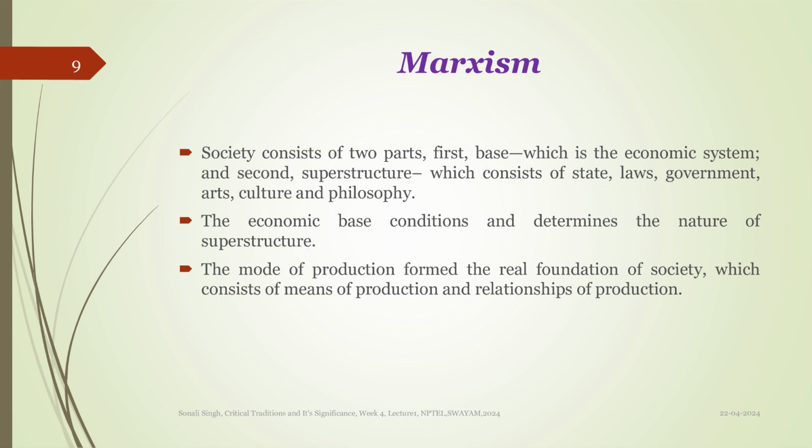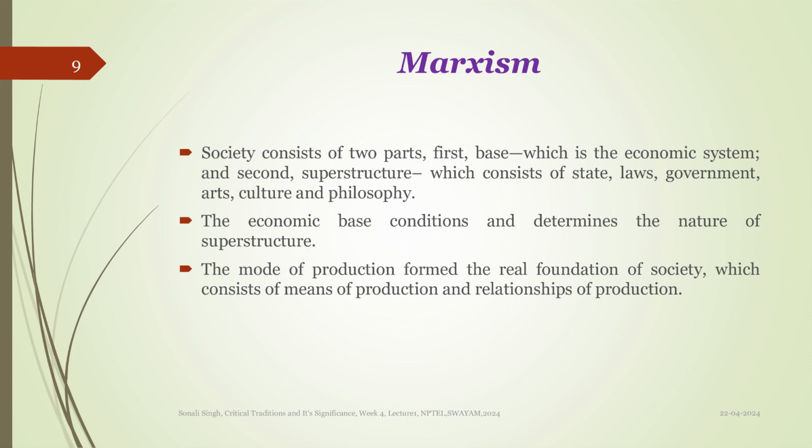Now, another very important analysis of society by Karl Marx was that he divided society into two parts. The first was the base or the foundation, which he considered as the economic system. Whatever the nature of the economic system, it will determine the superstructure which rises above the base, and that superstructure includes all other things besides the economic system. That includes state, laws, government, art, culture, philosophy, etc. And the most important argument made about the relationship between base and superstructure by Karl Marx was that the economic base conditions and determines the nature of the superstructure.